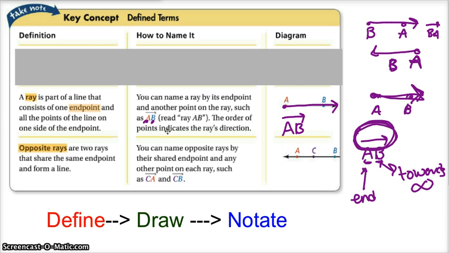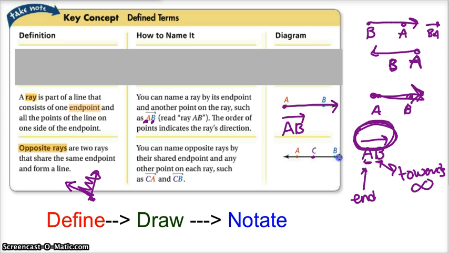Opposite rays. Opposite rays are two rays that share the same endpoint and form a line. The idea of forming a line is important because angles share the same endpoint as well, but they're not opposite rays. Opposite rays lie in the same line.